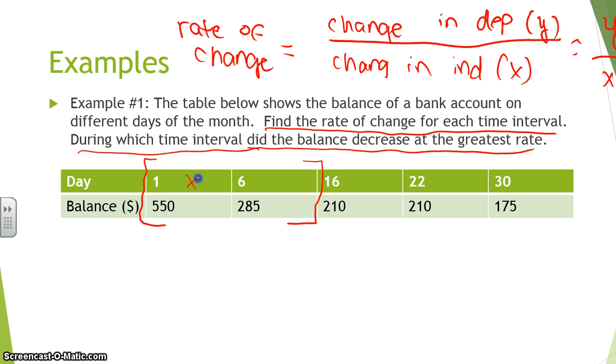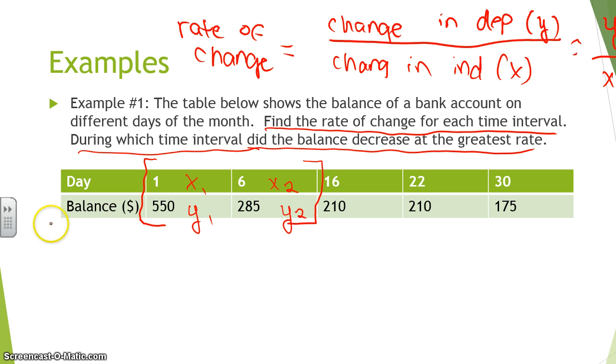I have my x1 here, my x2 is 6, my y1 is 550, my y2 is 285. How did I determine my x1, x2, y1, y2? Well, it just goes in order. So day 1 is my first, so x1. 6 is my second one, so that'd be x2.